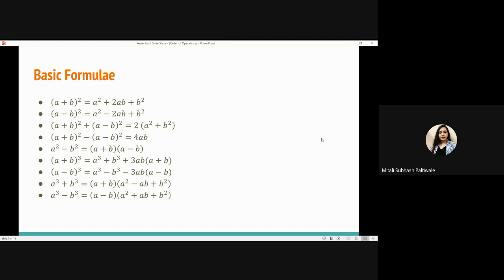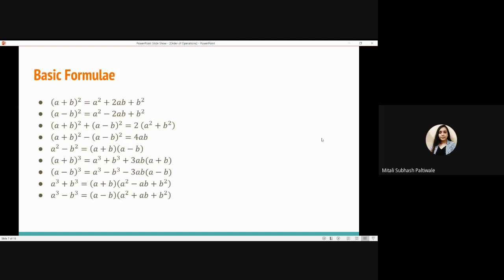The first formula says a plus b whole square is equal to a square plus 2ab plus b square. A minus b whole square is equal to a square minus 2ab plus b square. A plus b whole square plus a minus b whole square will be equal to 2 into a square plus b square. A plus b whole square minus a minus b whole square will be equal to 4ab. Now a square minus b square will be a plus b, a minus b.